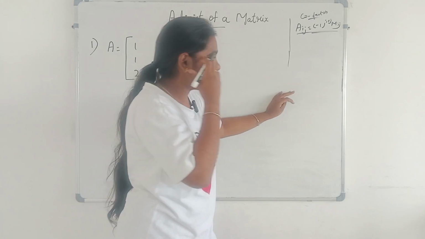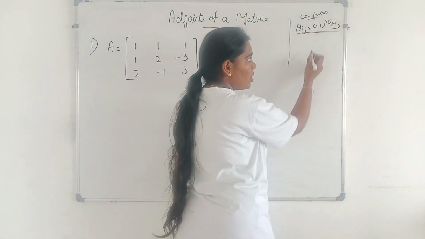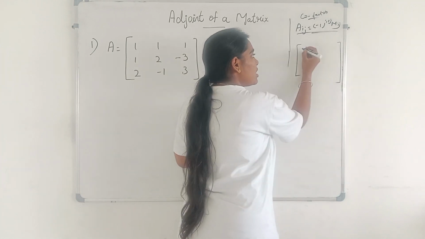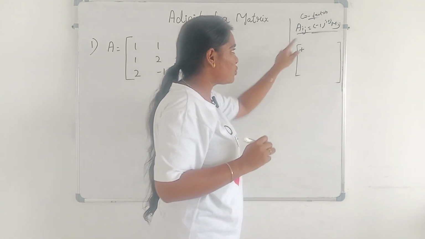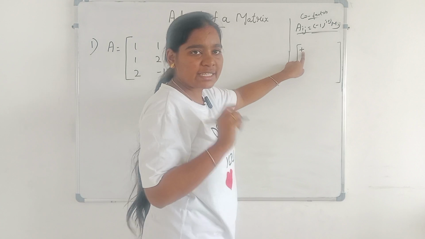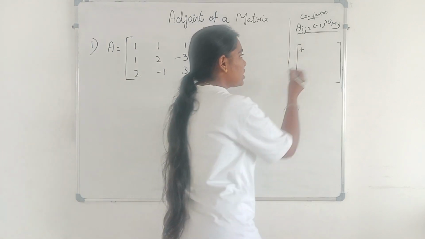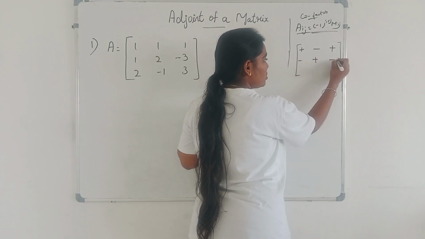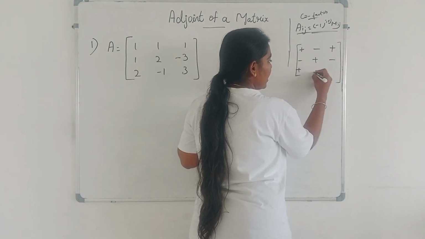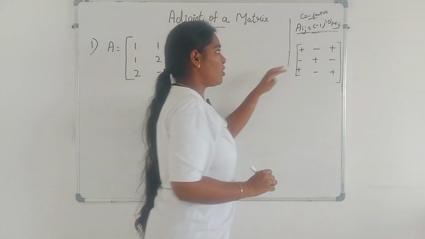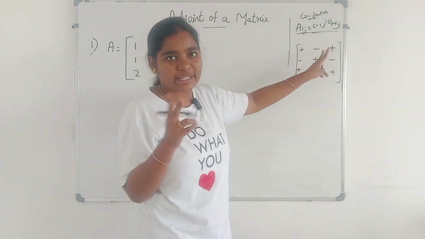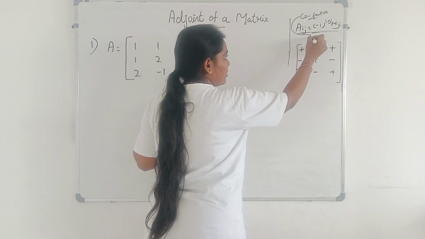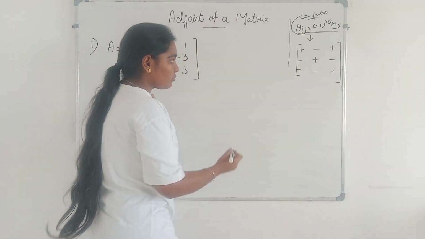So instead of using this formula of cofactor, you can keep this in mind: according to our cofactor concept, the first element will be positive, second element negative, third element positive, then negative, positive, negative, positive, negative, positive. The signs will be alternating positive and negative. So keep this in mind.